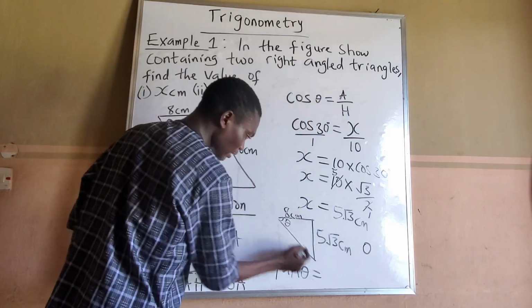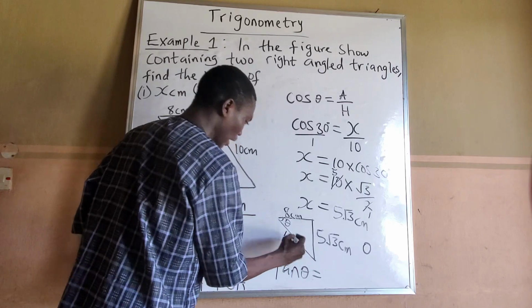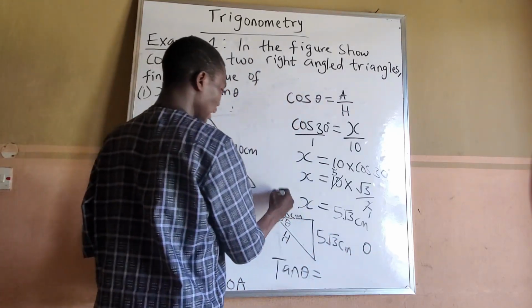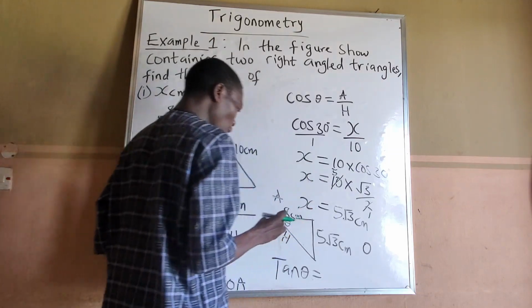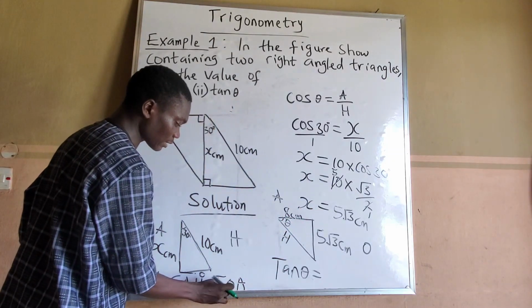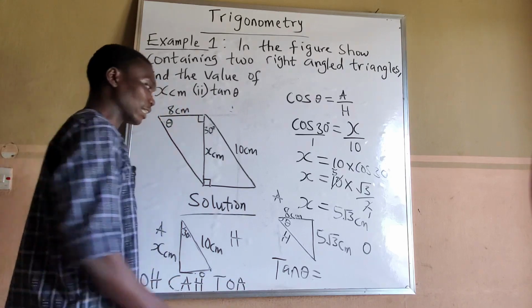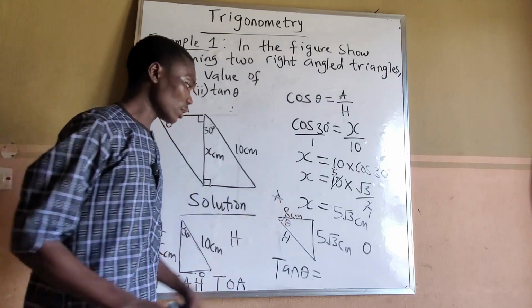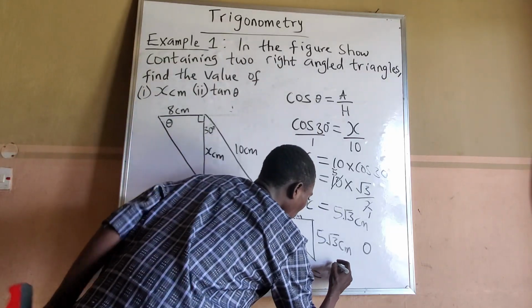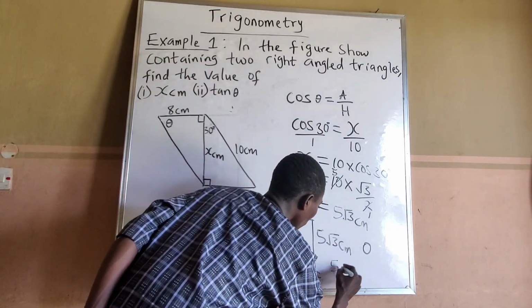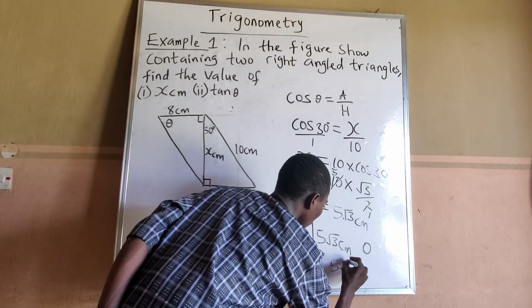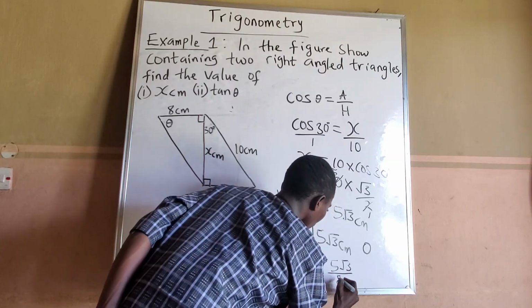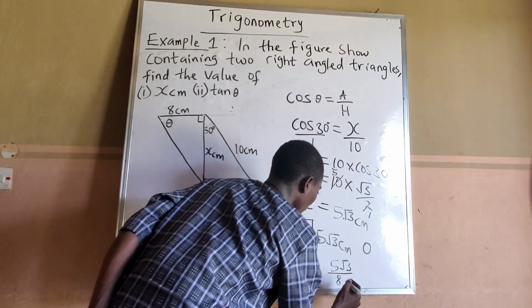This longest side, as usual, is the hypotenuse side. If this is hypotenuse, this is opposite, the last one will be what? Adjacent side. So what I only need for tan theta is opposite over what? Over adjacent. And the opposite is given to be this, while the adjacent is given to be this. So I will say opposite, that is 5 root 3 over 8. 5 root 3 over 8.